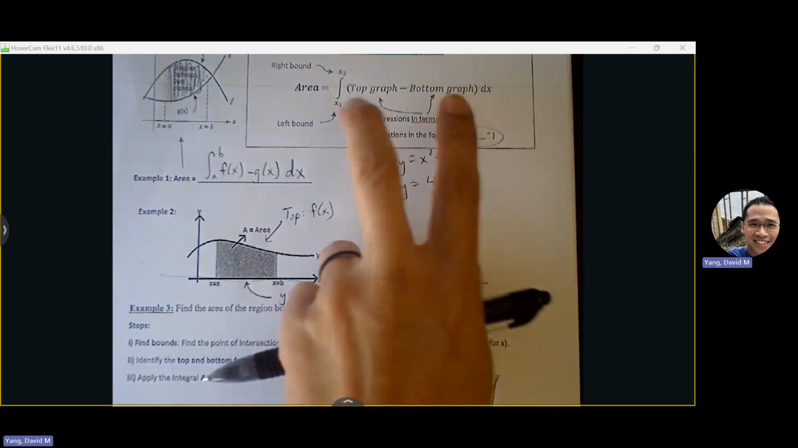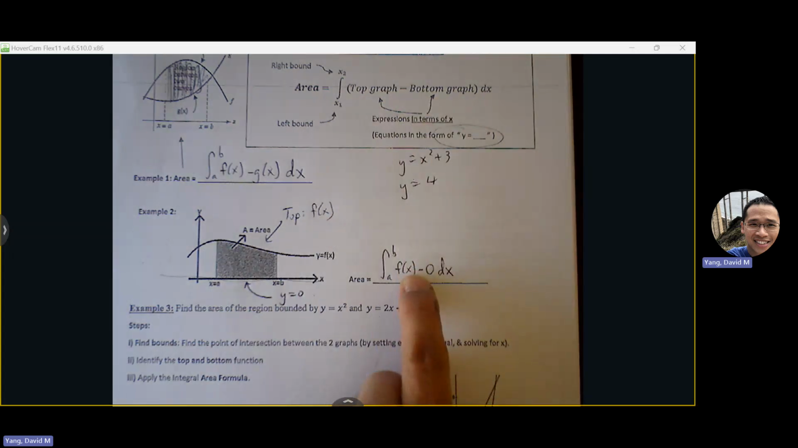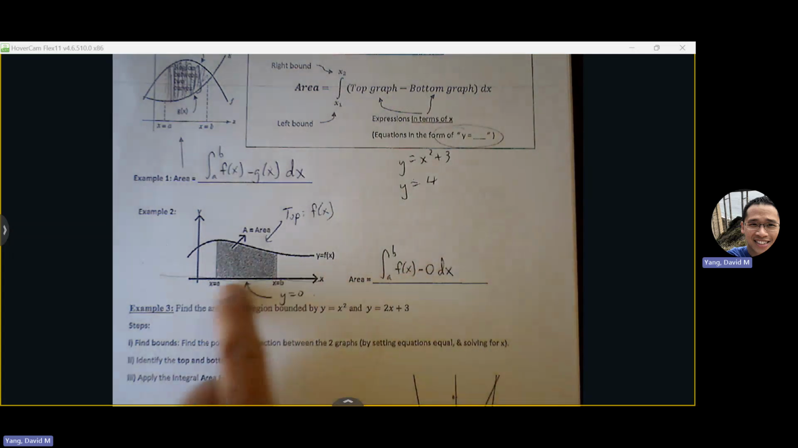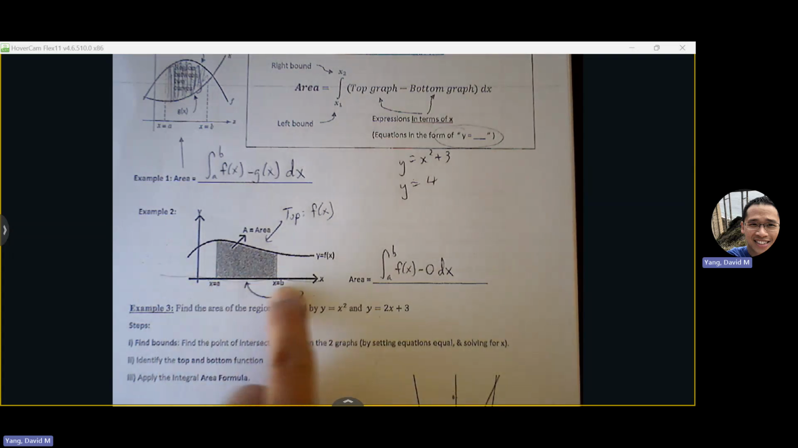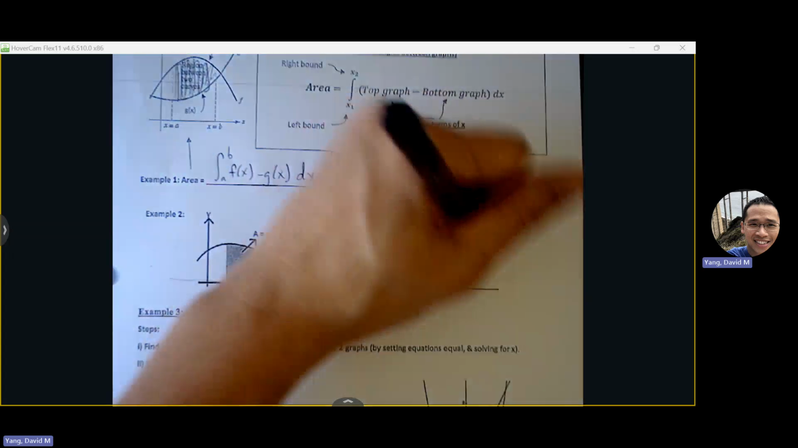But now that we're actually seeing there's a top graph and bottom graph with this formula, anytime you see an integral of f of x, it's always subtracting in relation to the x-axis. That's why there's that minus 0, but it ends up going away because that minus 0 can be dropped.